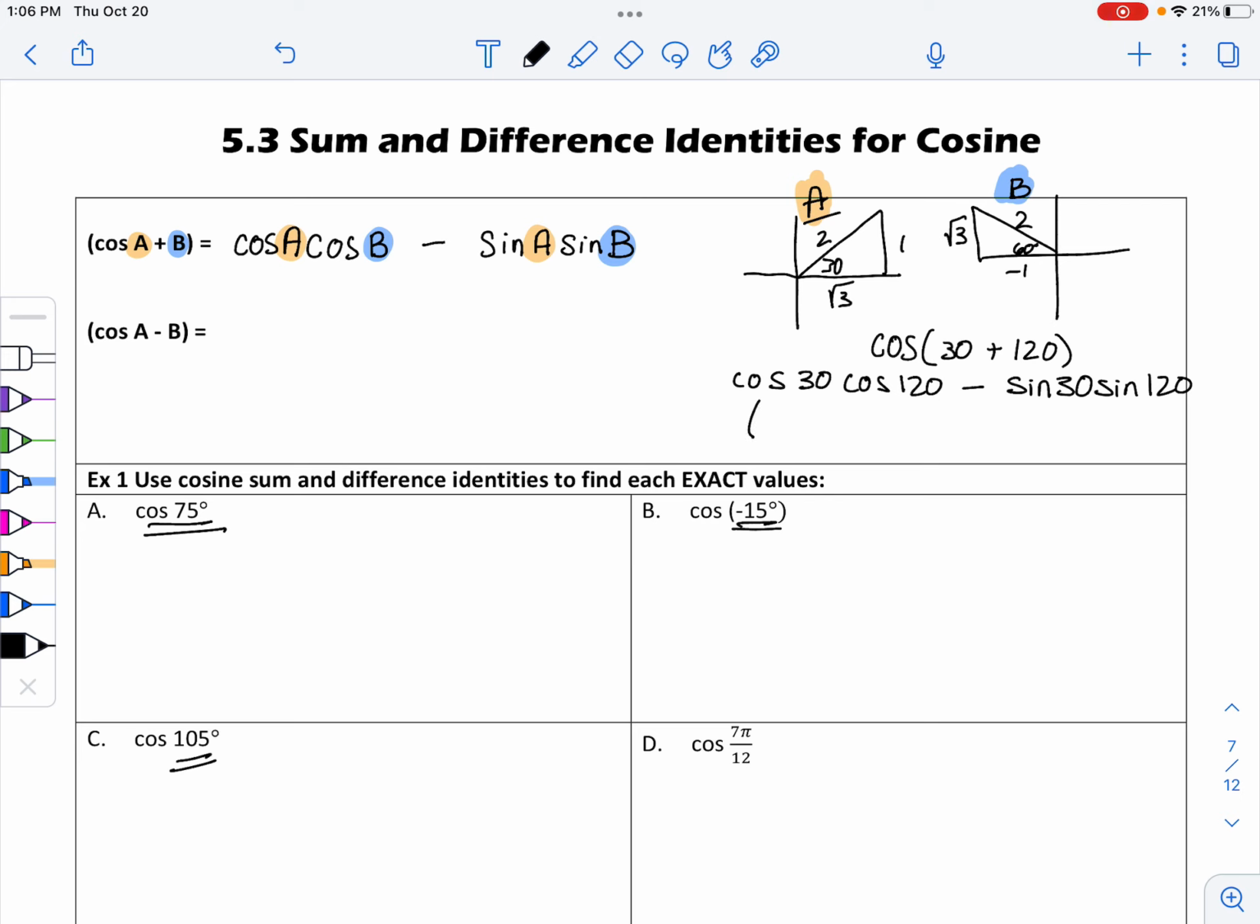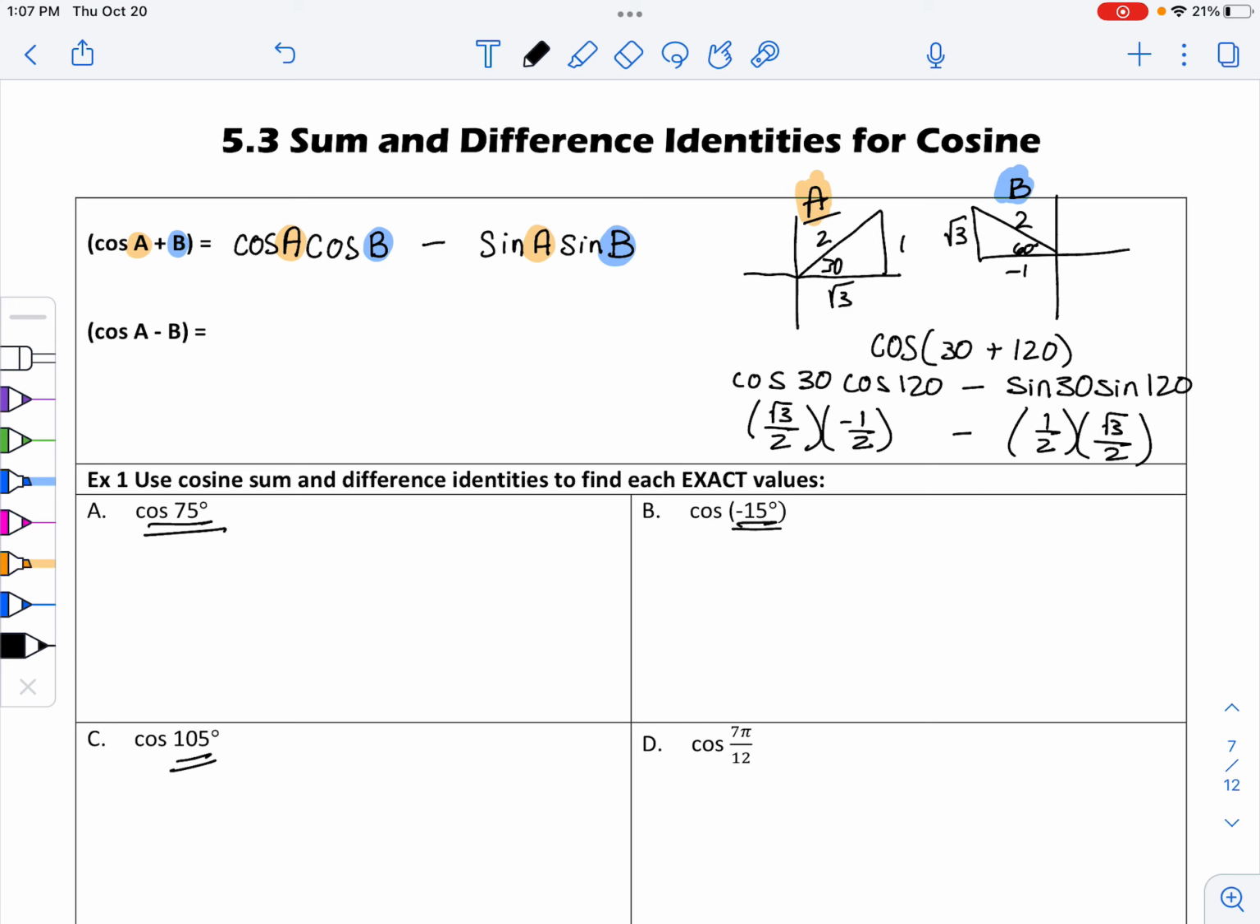We know how to do cosine of 30. Cosine of 30 would be square root 3 over 2. Cosine of 120, using picture B now, would be -1/2, minus sine of 30, which would be +1/2, and sine of 120, which would be square root 3 over 2. You would continue with this multiplication of fractions, multiply straight across, and then subtract your fractions because they will have common denominators. I'll show you some of those examples in a moment.